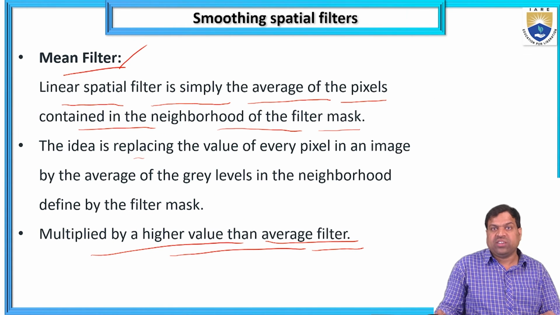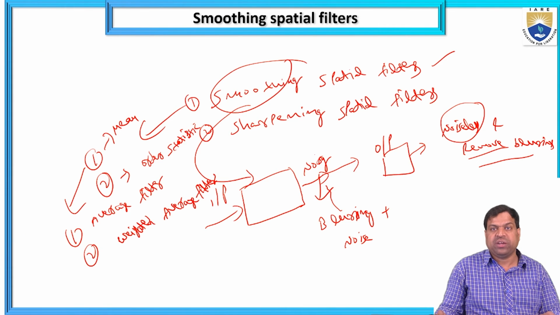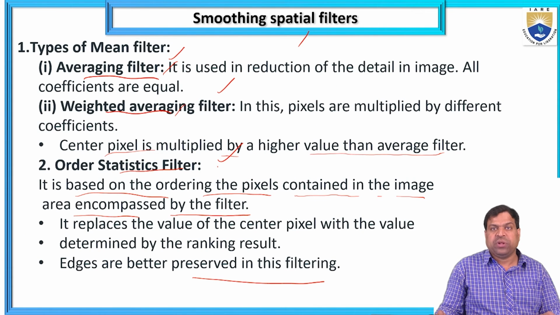And the mean filter is a linear spatial filter, simply the average of the pixels contained in the neighborhood of the filter mask. The idea is replacing the value of every pixel in an image by the average of the gray levels in the neighborhood of the pixel, as defined by the filter mask. And what are the types of mean filters? Averaging filter and weighted average filter. These are the two types of mean filter.